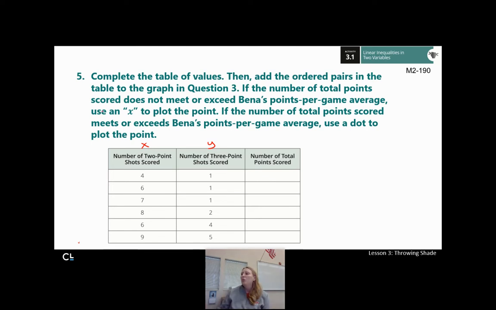If the number of total points scored does not meet or exceed Benna's points per game average, right? We don't make it to that 20 points per game. Then when you plot it, instead of a dot, put a little x. Put a little x, okay? If the number of total points scored does meet the 20 points or goes over the 20 points per game average, use a dot. Put a little dot when you plot the point, okay? Go ahead and hit pause, fill in the table, plot the points with X's or dots, depending on if they made it or if they didn't, and then hit play when you're ready to check your work.